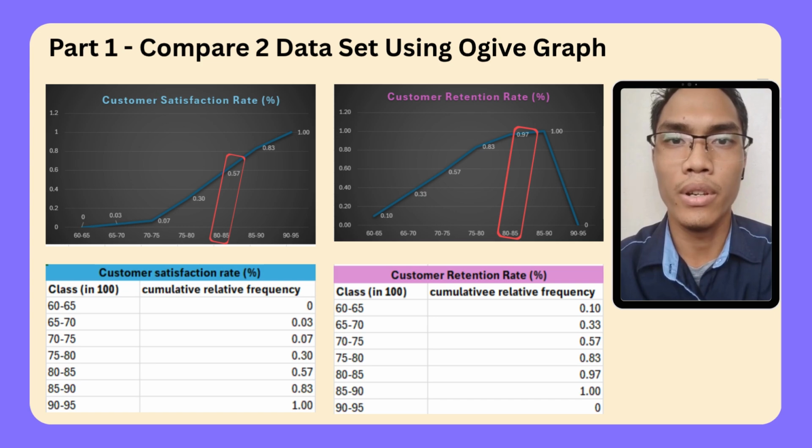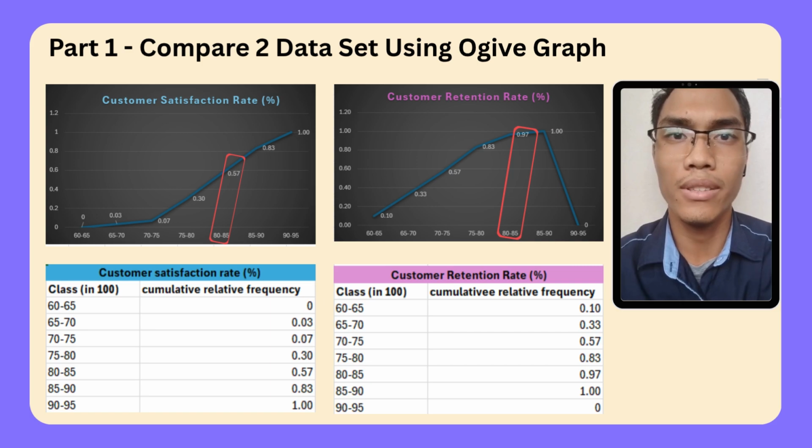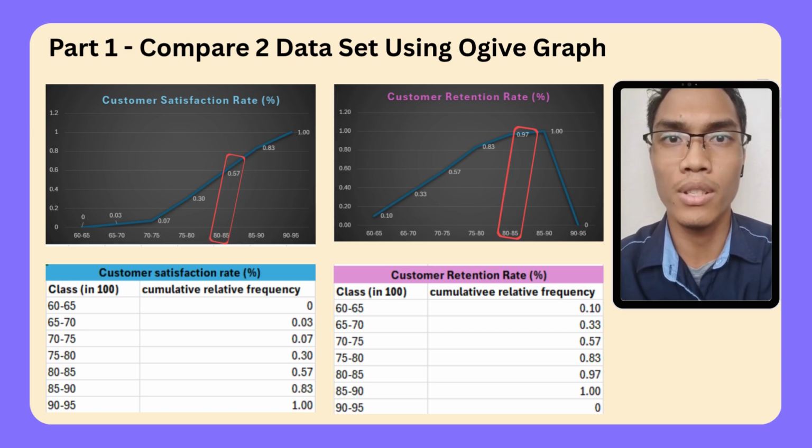So the second graph is the pink one, customer retention rate. To locate the retention of all three companies, we only focus on the class range of 80 to 85, as we can see on the graph. The cumulative frequency is 0.57.